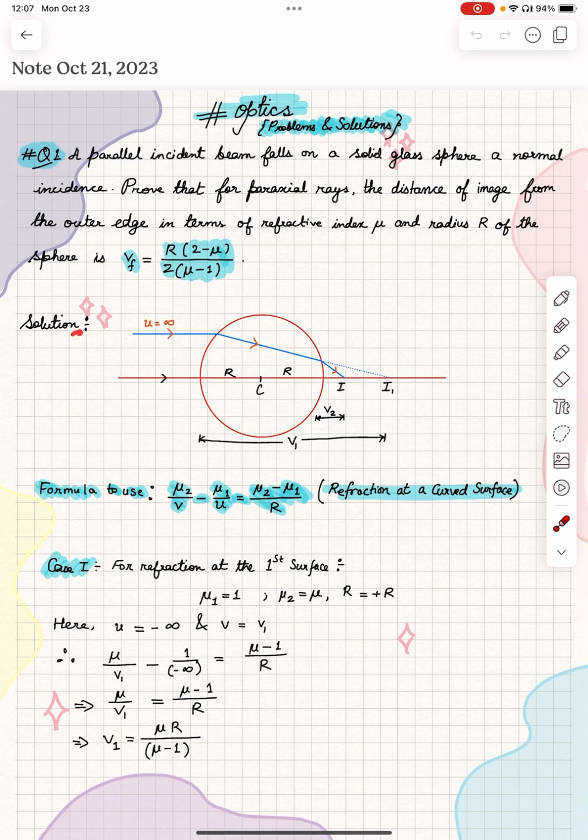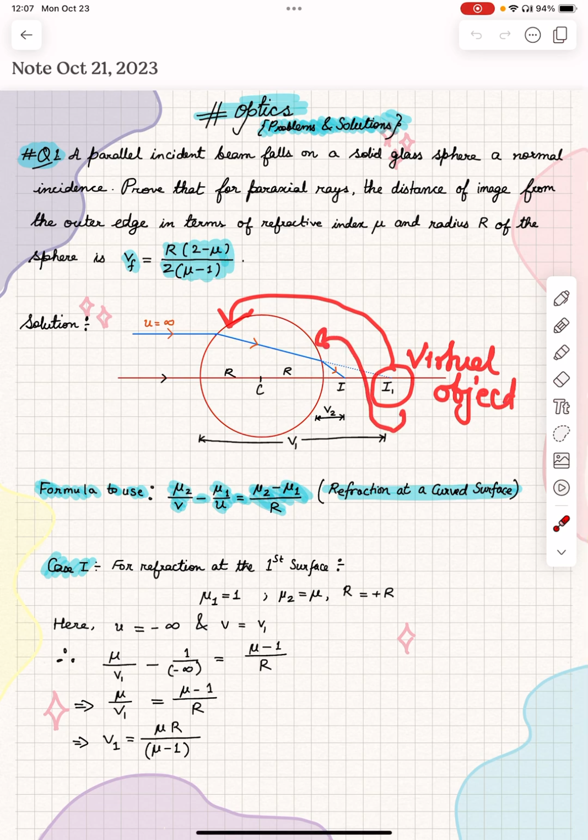So the rays of light come from infinity. They are incident on the first surface. Had the second surface not been present, then it would have formed the image at the point I1. But due to the presence of the second surface, the rays of light further go inside the sphere and get refracted, and finally the image is formed at the point I. The image I1, which was formed due to refraction from the first surface, acts as the virtual object for the second surface, and the final image is formed at this point I.